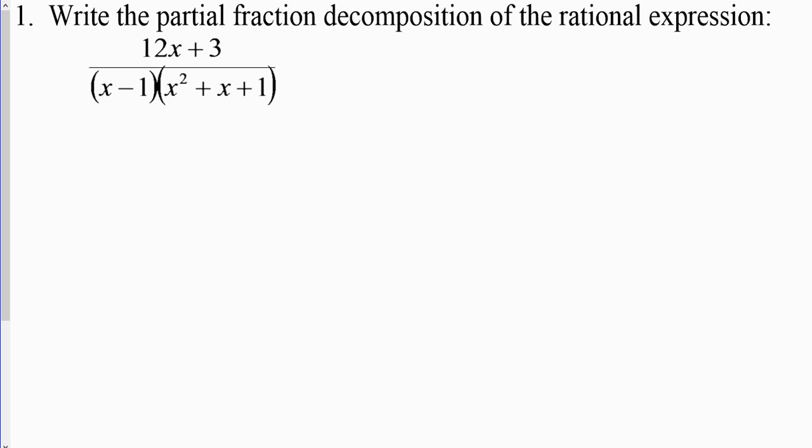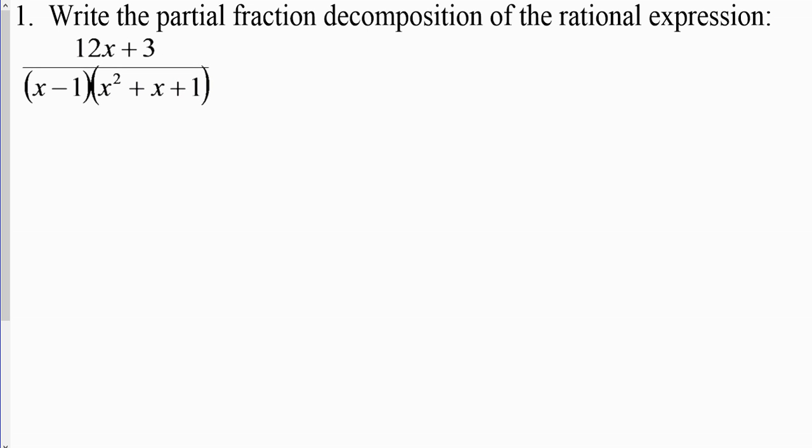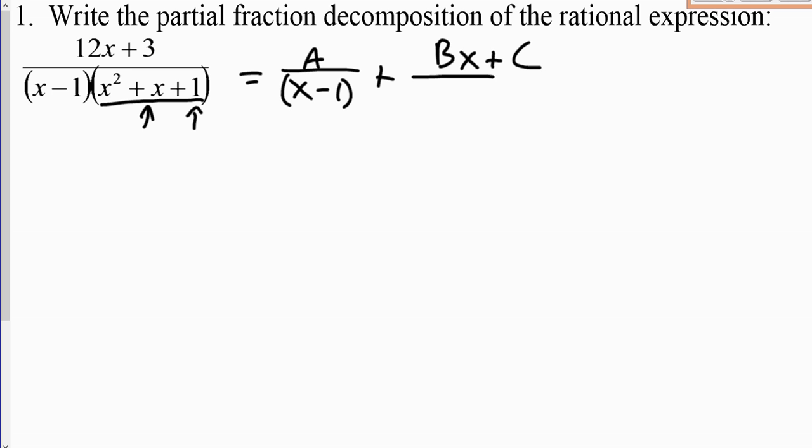All right, so let's see the first example of case 3 here. Write the partial fraction decomposition of the rational expression with numerator 12x plus 3. We notice we have a linear term, x minus 1, and we have this irreducible x squared plus x plus 1. So for our linear term, x minus 1, we have a over x minus 1. And because x squared plus x plus 1 can't be factored, I can't find things that multiply to 1 that add to 1, because it's irreducible, I've got to make my numerator linear. So it's going to be bx plus c.